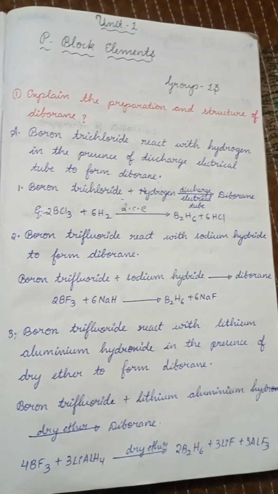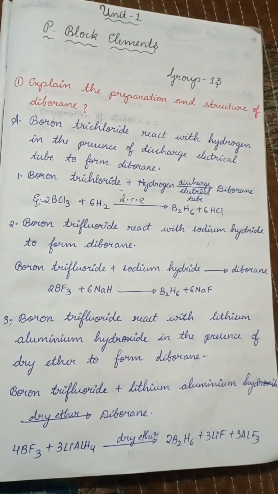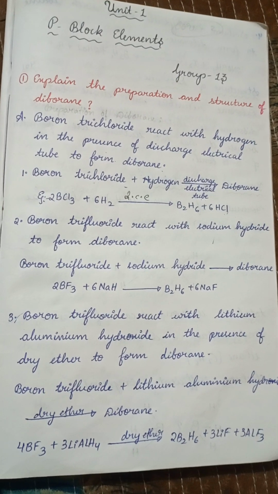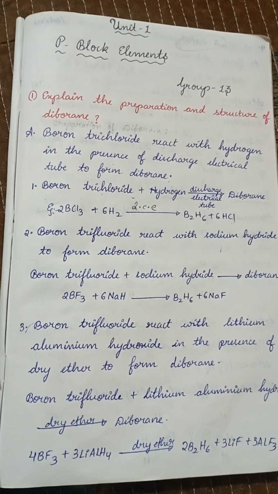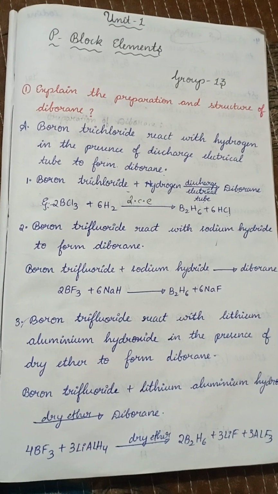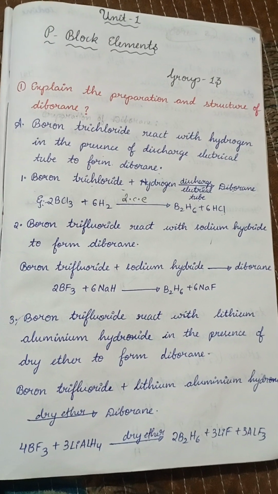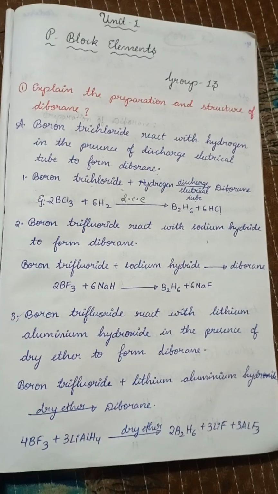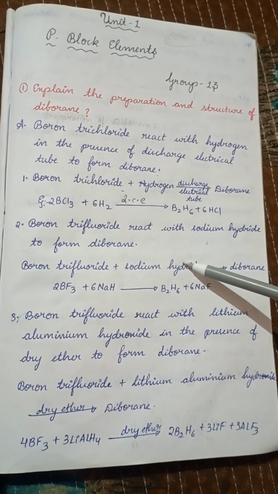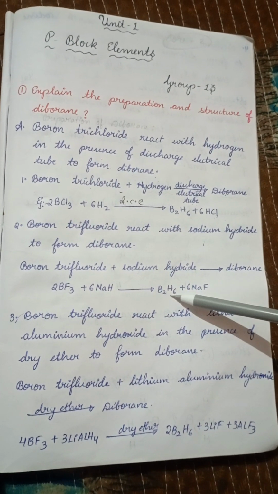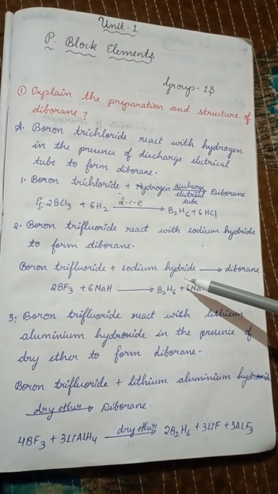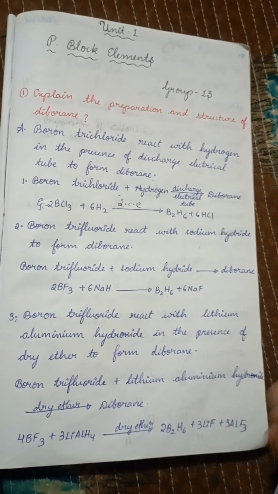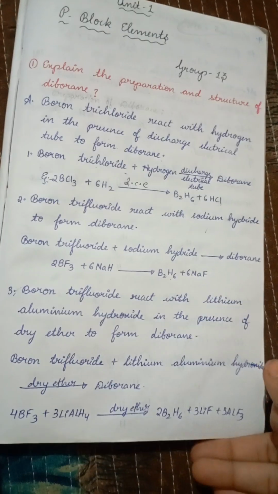Next method, boron trifluoride reacts with sodium hydride to form diborane. 2BF3 plus 6NaH gives rise to B2H6 plus 6NaF. Here you can see that I have written the equation both in words and in symbols. You can write in this manner to gain more marks. Let's go to third method.